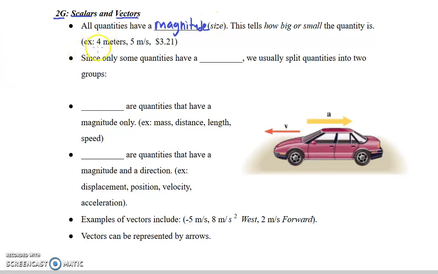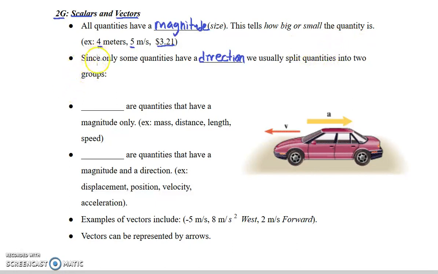So for example, 4 meters, the 4 is saying how big that thing is. 5 meters a second, the 5 is saying how fast that thing's moving. $3.21, that number is telling you how much money you have. So all things we look at in physics are going to have size. But only some quantities are going to have a direction as well. Not everything is going to have a direction. Only some things will have a direction as well.